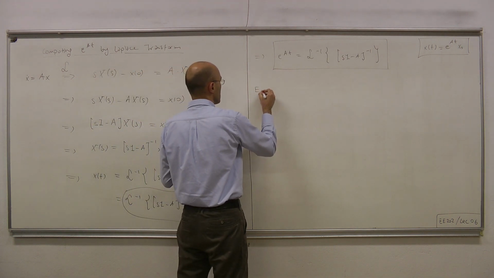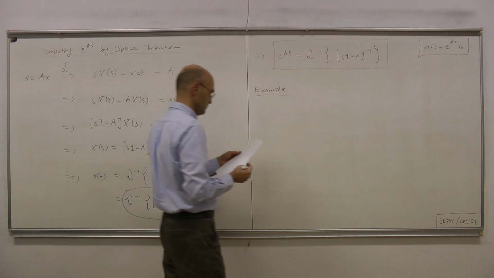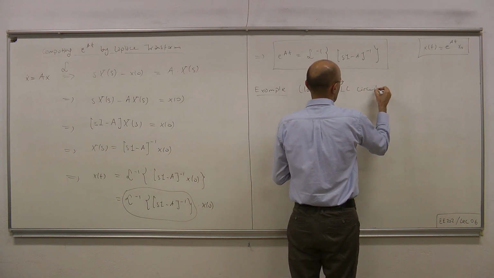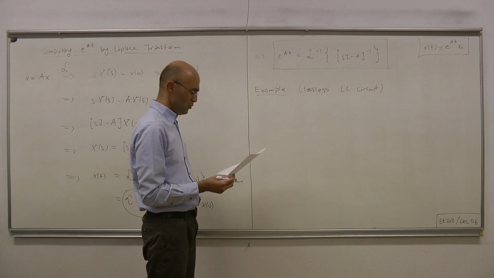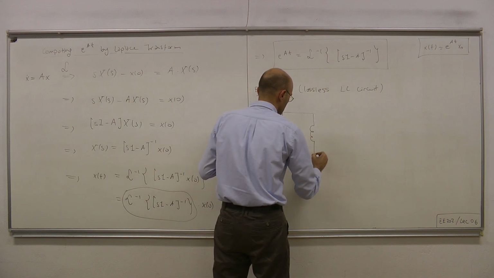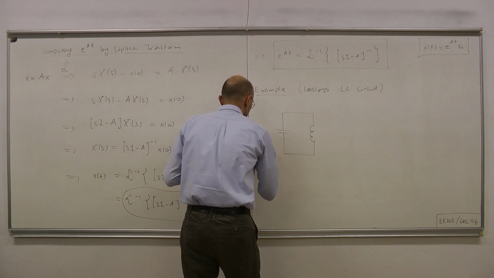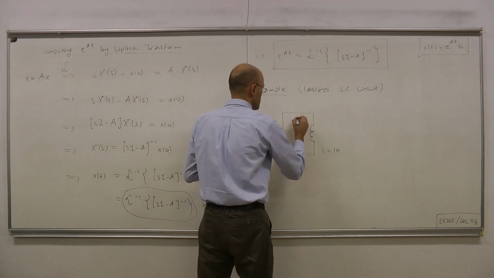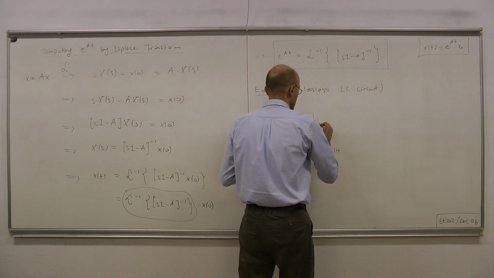Okay, let's apply our finding on a simple example. Simple but instructive enough. Let's consider a lossless LC circuit. For simplicity, let's take both L and C values, inductance and capacitance, to be 1. So here we have a capacitor connected in parallel or in series, whatever, depending on how we want to look at it, with an inductor. Capacitance is 1 farad and inductance is 1 henry. This is our capacitor voltage, VC. Let's also take it to be the inductor voltage. And this is our inductor current.